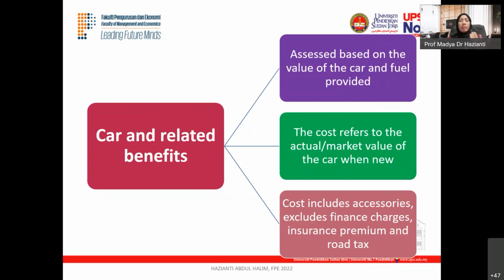Let's say company bagi you kereta Mercedes bandingkan dengan kereta Proton. So those yang dapat kereta Mercedes ni akan bayar cukai lebih tinggi lah sebab kereta dia lebih mahal. Because of this, assess based on the value of the car and fuel provided. Bagi minyak dekat kereta. The cost refers to the actual or market value of the car when new. And cost includes accessory, exclude finance charges, insurance premium and road tax. So kereta sebiji dia tak termasuk dia punya bayar bulan-bulan dengan road tax and also insurance.